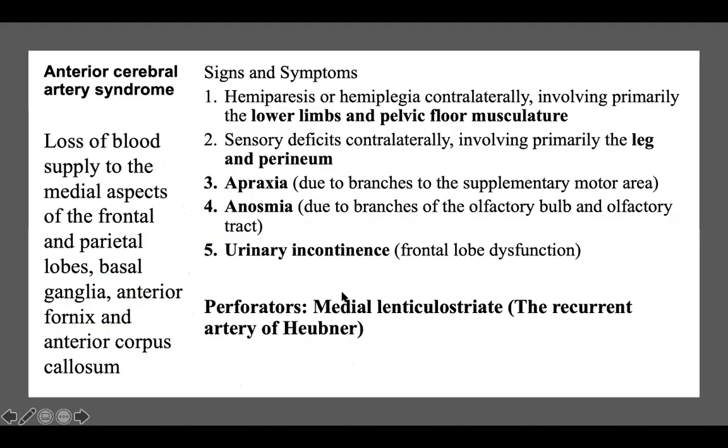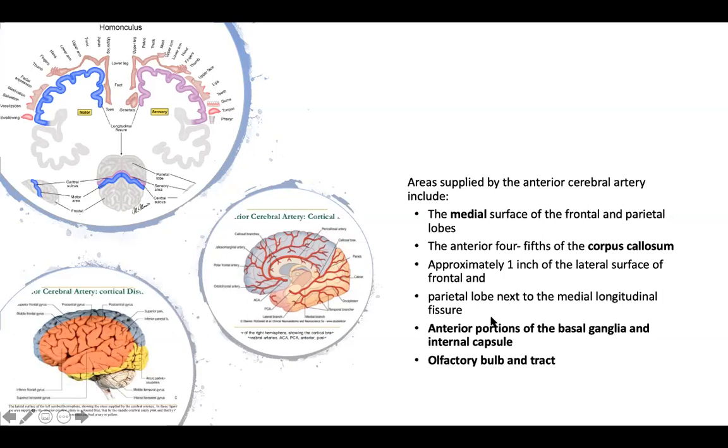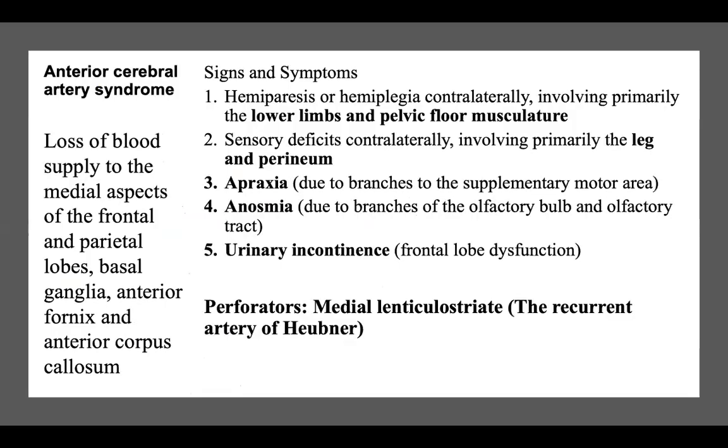Okay. And as we agreed, all arteries will eventually contribute to the basal ganglia, and this one is contributing through the anterior portion of the basal ganglia and the internal capsule. So we said the posterior limb of the internal capsule is by the middle cerebral artery. The anterior limb of the internal capsule is by the anterior cerebral artery. Okay, and the anterior portion of the basal ganglia.